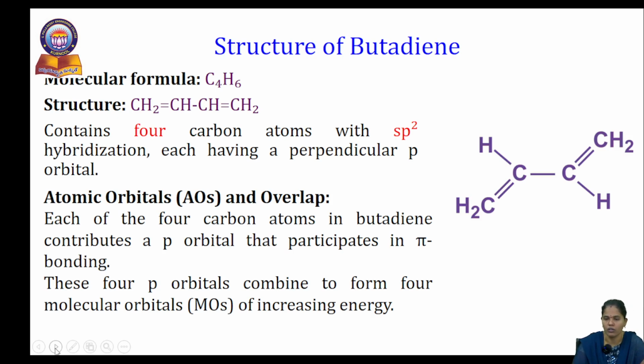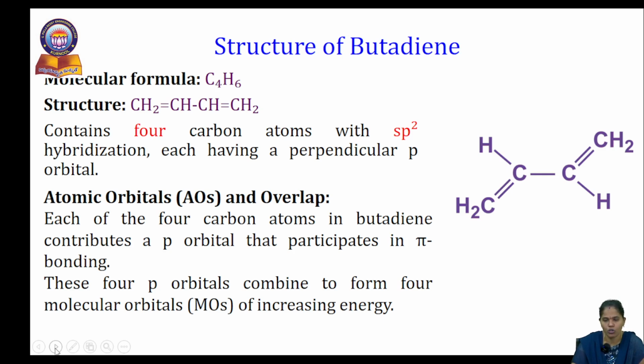Molecular formula of butadiene: C4H6. Structure is CH2=CH-CH=CH2. It contains 4 carbon atoms with sp2 hybridization, each having a perpendicular p orbital, atomic orbitals and overlap.